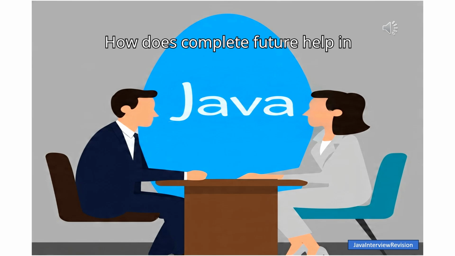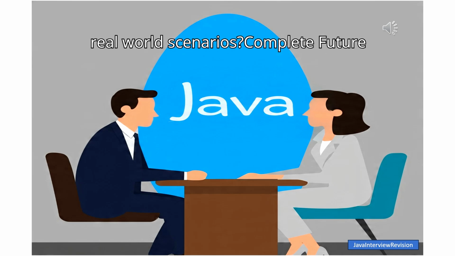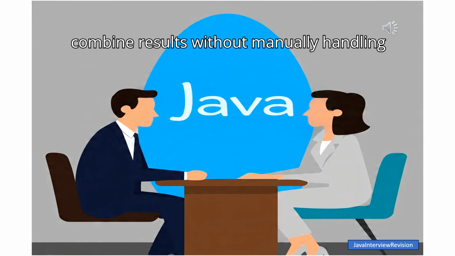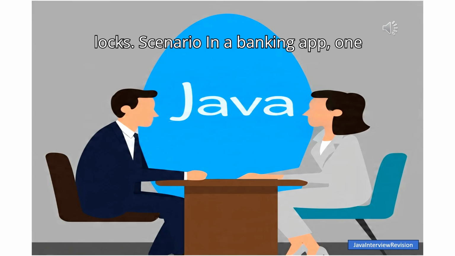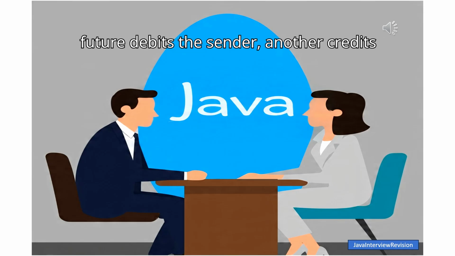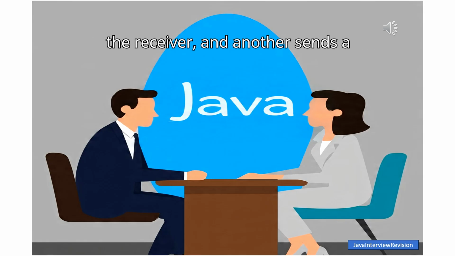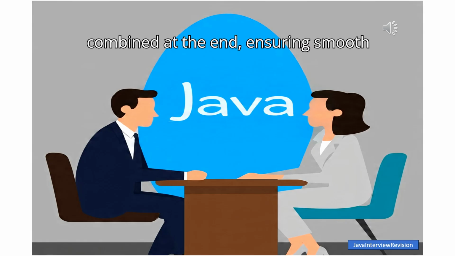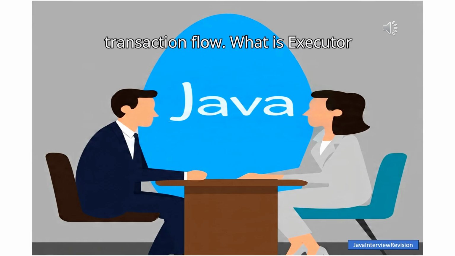How does CompletableFuture help in real-world scenarios? CompletableFuture lets you run tasks asynchronously and combine results without manually handling locks. Scenario: in a banking app, one future debits the sender, another credits the receiver, and another sends a notification. All run in parallel and combine at the end, ensuring smooth transaction flow.